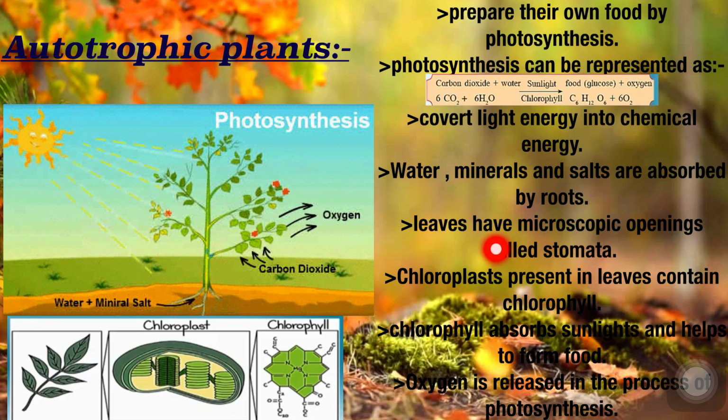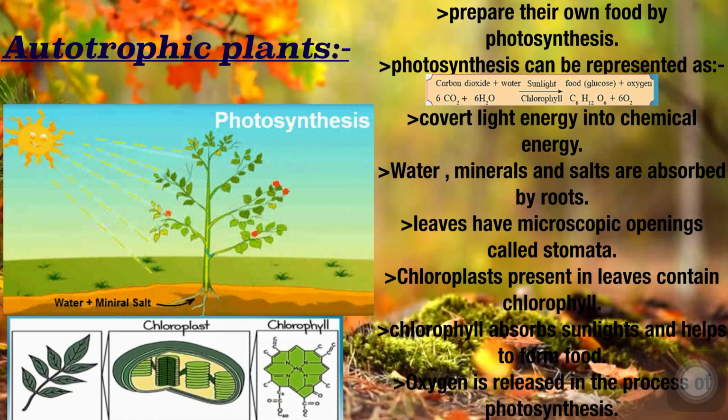Once again students, I will repeat. The leaves have microscopic openings, very tiny holes on the leaves, and that is called stomata, through which they take in the carbon dioxide from the air. The chloroplast present in the leaves contain chlorophyll, which absorbs sunlight, helping to convert carbon dioxide and water into food. Oxygen is given out in this process.